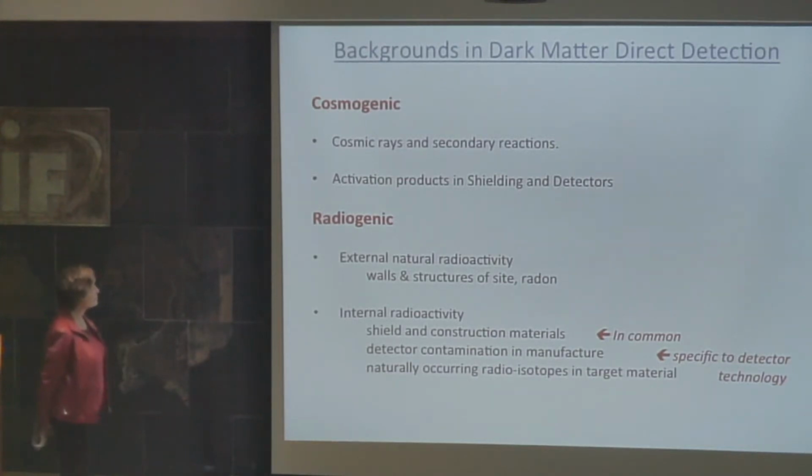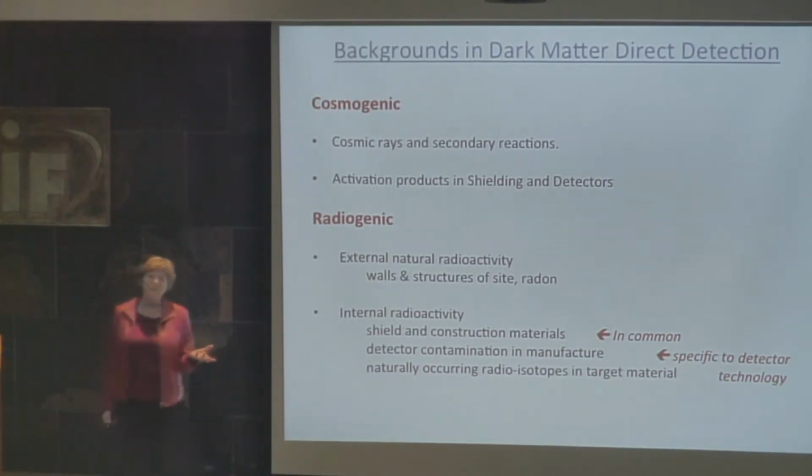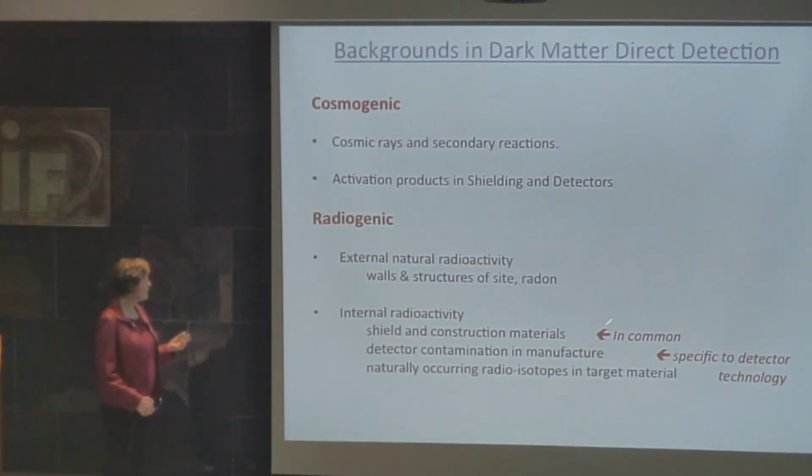the shield and the detectors, by which I mean, often people use for the second one, they call it cosmogenics, meaning you get these lines in germanium that are caused by them being above the surface, for example. Radiogenic, by that I mean external natural radioactivity in the walls and structures of the site, radon that you have in any underground site, and then internal radioactivity, which I mean what's inside of the shield and construction materials.